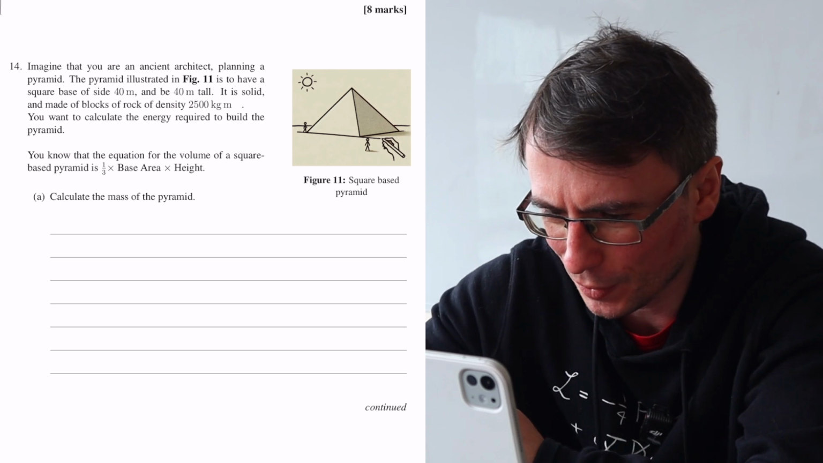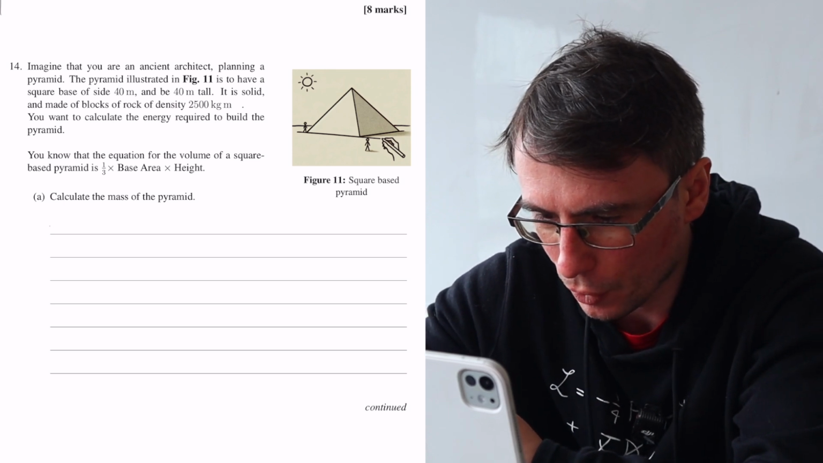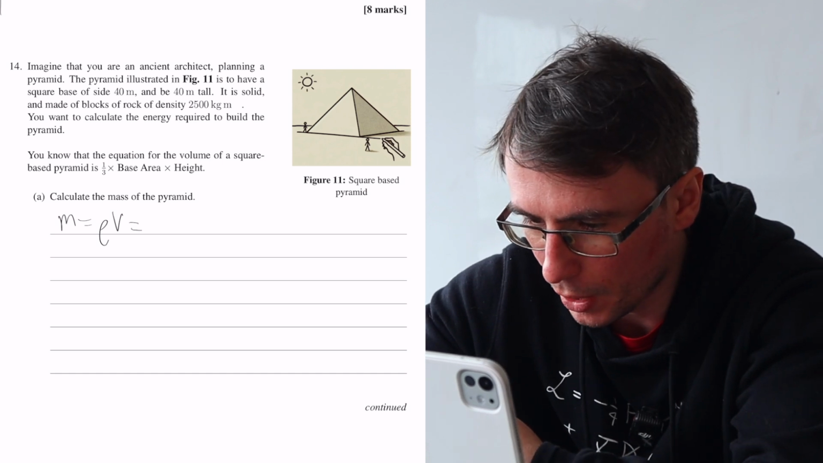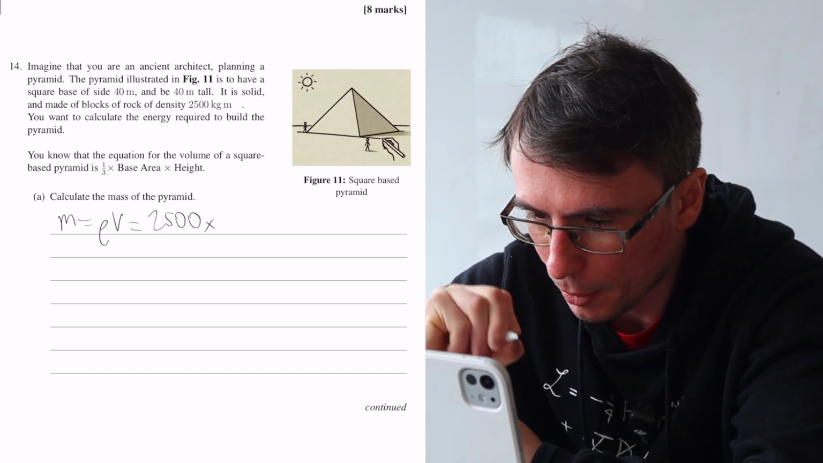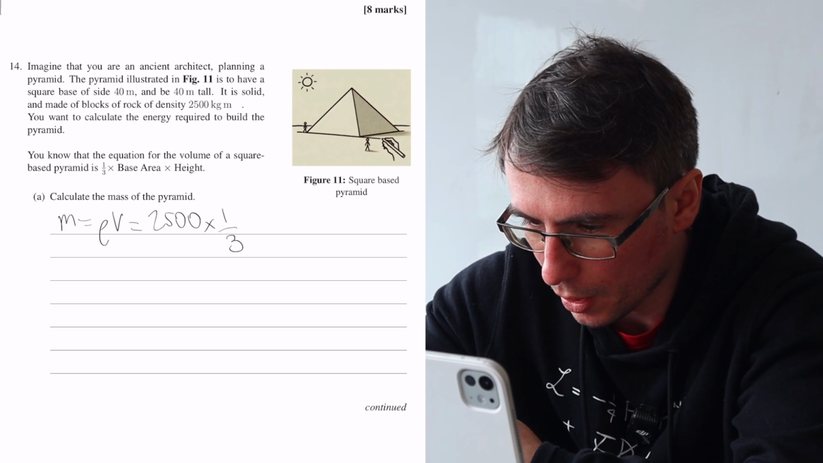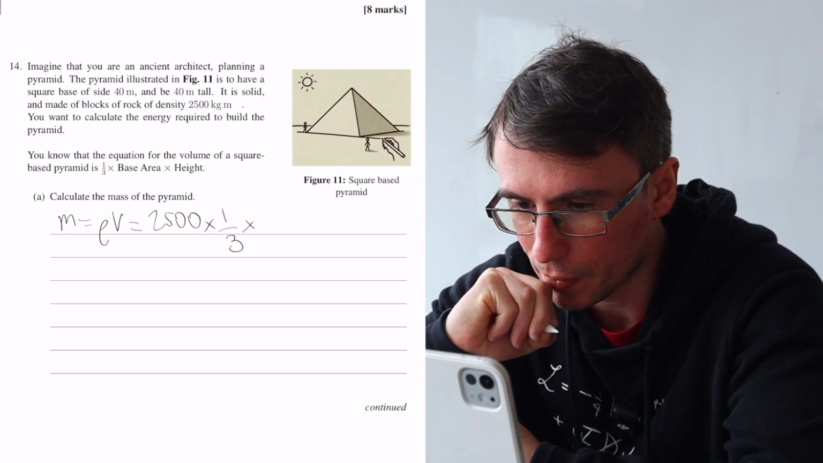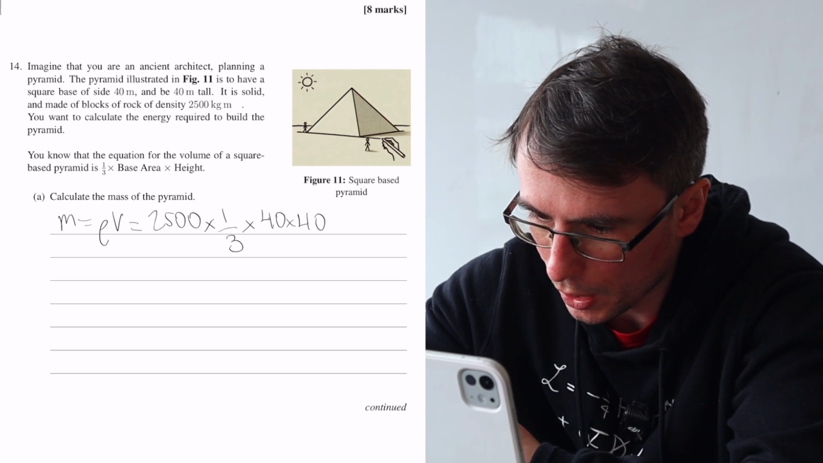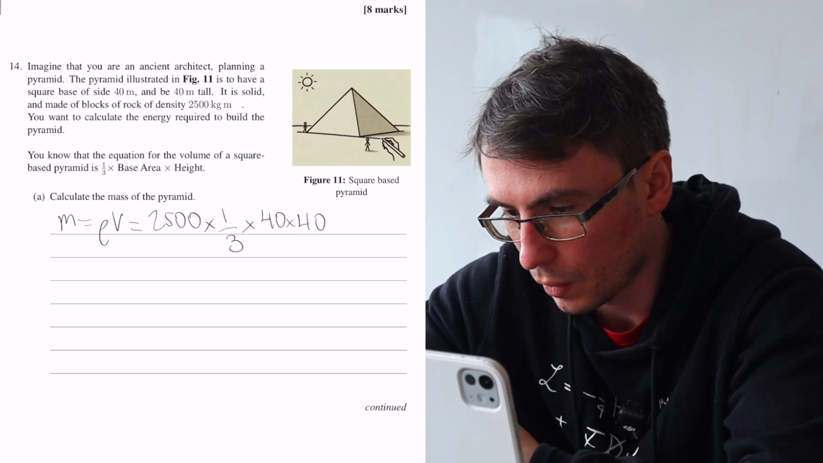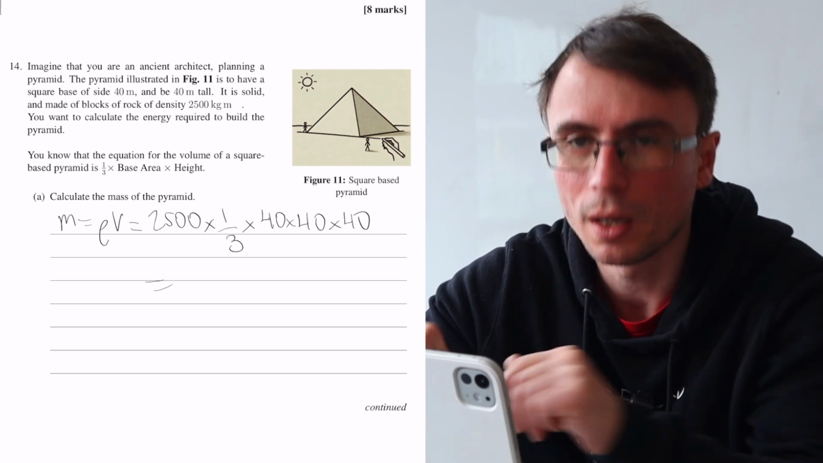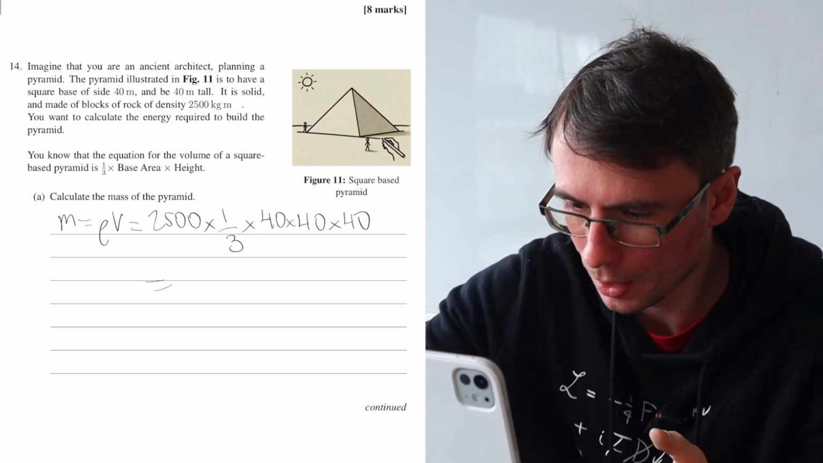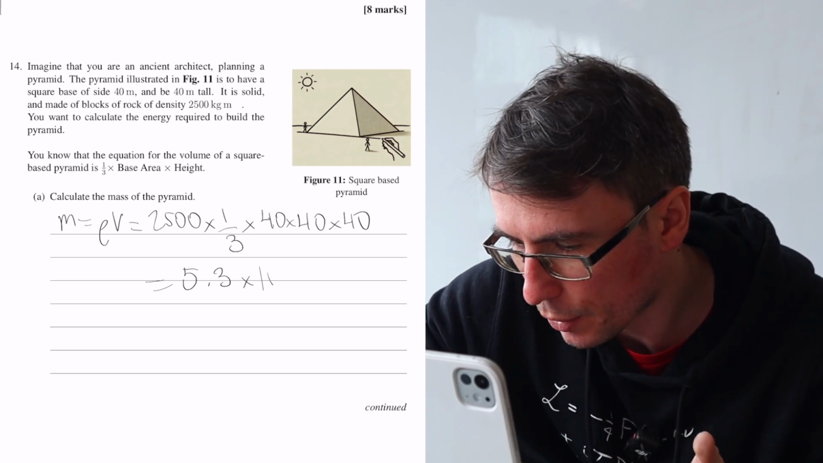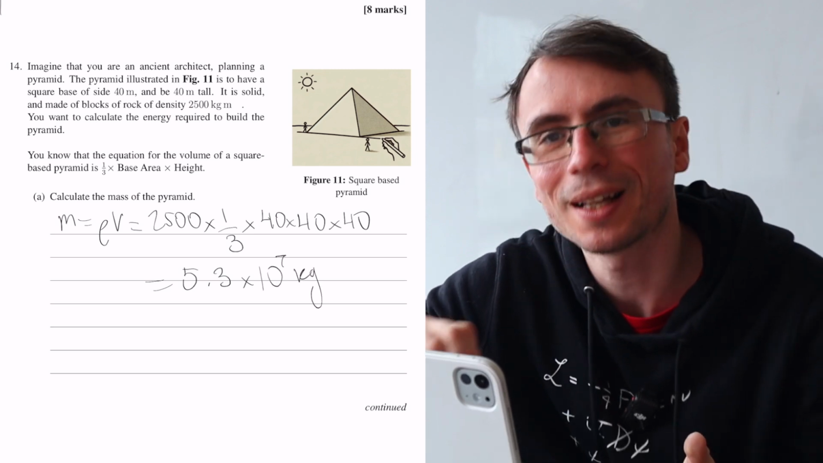Okay, so the first one doesn't seem really bad. Mass is density times volume. So it's going to be 2,500 multiplied by the volume, which is going to be a third times the base area, which is 40 times 40, and then its height is also 40. Let's see what that gives us. 5.3 times 10 to the power of 7 kilograms.